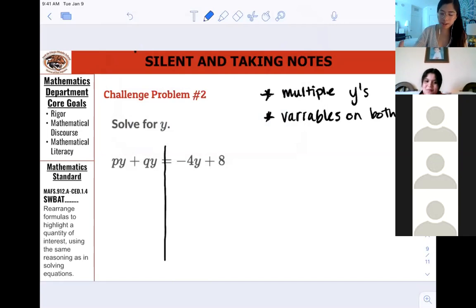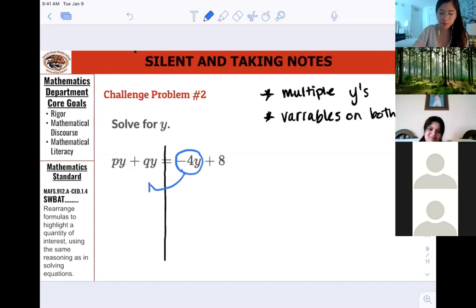Good. I see Alyssa put it in the chat. So I'm trying to get this guy, move him over, right? He's negative. It's a negative 4y. So the opposite of negative is positive. I'm going to add 4y.